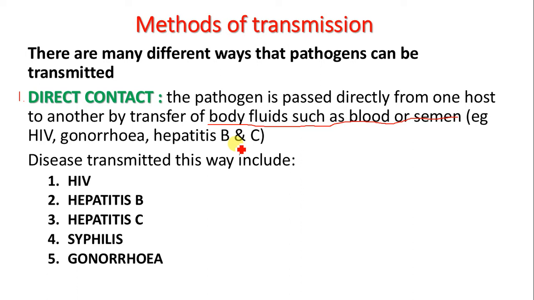These diseases are transferred directly from one host to another due to the transfer of body fluids such as blood and semen. Examples of diseases transmitted through direct contact: HIV, syphilis, gonorrhea, and hepatitis A, B, and C.